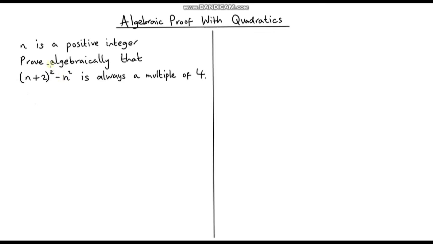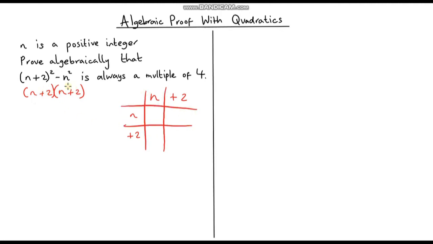Now, the first thing I'm going to do is expand these brackets. So n plus 2 squared does not mean n squared plus 2 squared. It is just n plus 2 times n plus 2. Now there's a couple of ways you could expand this. You could use the FOIL technique, or the grid method. I prefer the grid method, so I'm going to use that. So we've got n plus 2 multiplied by n plus 2. I'm going to multiply each term in this bracket by each term in this bracket, so I should have 4 terms when I finish.